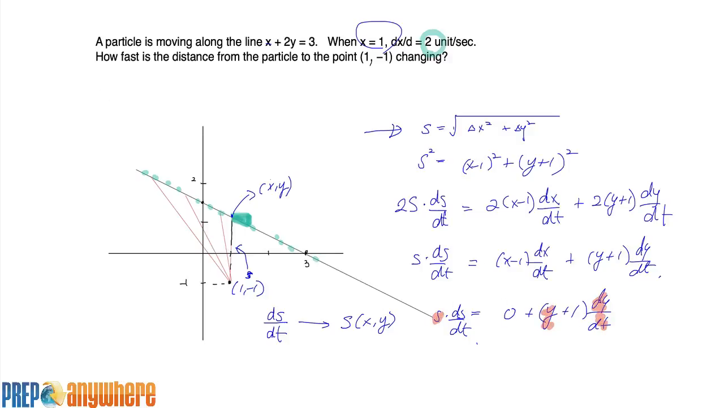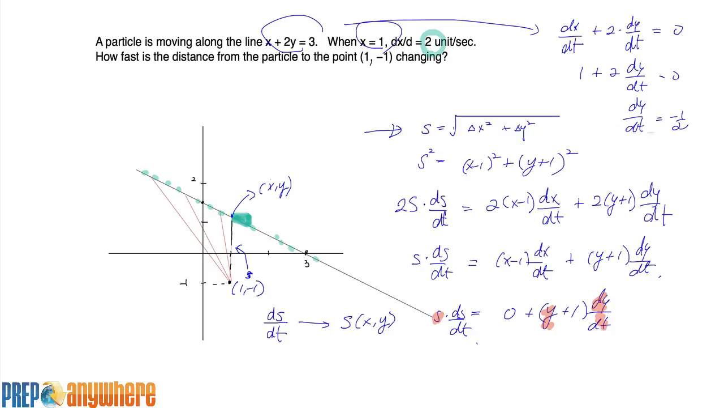So where do we get that? Well, we get that from the original equation. Since x and y have a constant relationship bounded by this line, we can differentiate both sides with respect to time. So we get dx over dt plus 2 times dy over dt equals 0, since differentiating the 3 gives 0. Since dx over dt is given as 2, we can find dy over dt. It's going to be negative half.